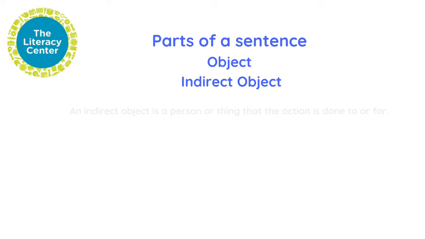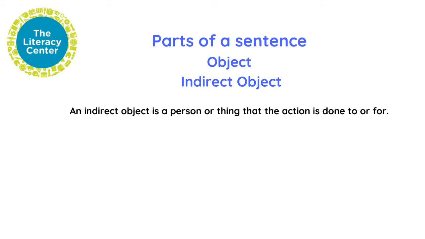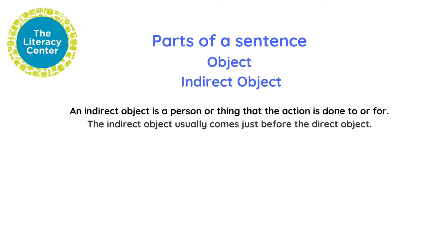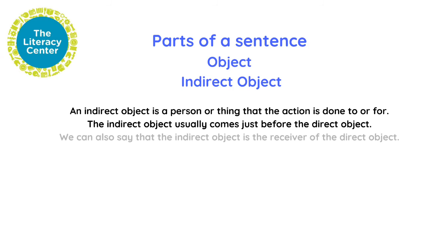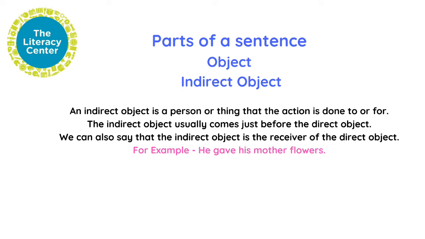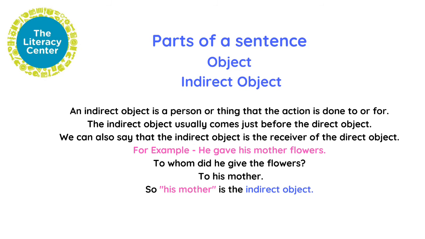And what about indirect object? An indirect object is a person or thing that the action is done to or done for. The indirect object usually comes just before the direct object. We can also say that the indirect object is the receiver of the direct object. Let's explore this more by using this example. If you look at the sentence here, he gave his mother flowers. To whom did he give the flowers? To his mother, right? So, in this sentence, his mother is the indirect object.